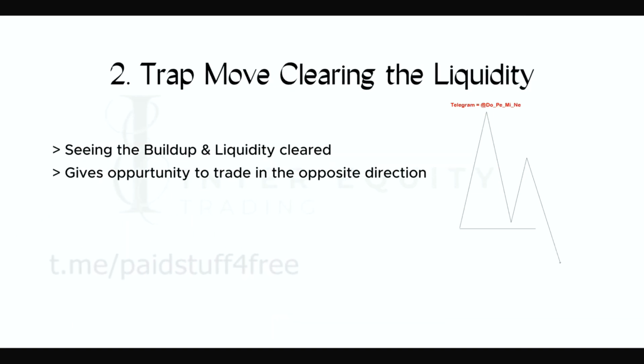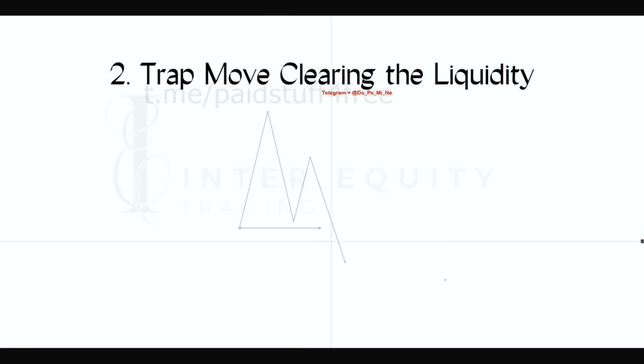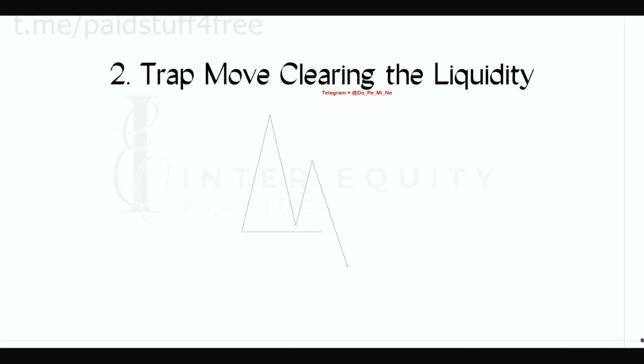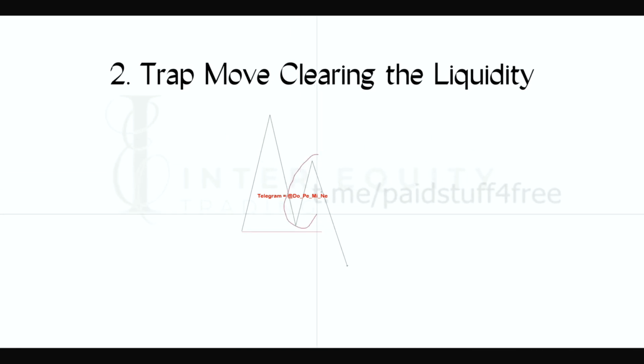All right, number two. So number two is the trap move clearing liquidity. So the second step is seeing that buildup and liquidity getting cleared. Once this happens, it provides us the opportunity to trade price in the opposite direction. Okay, so for example, over here, let me actually turn this red first. Okay, so as you can see right here, the market had a move down, came into this low right here, and you see this move up, right? So this right here is your buildup.